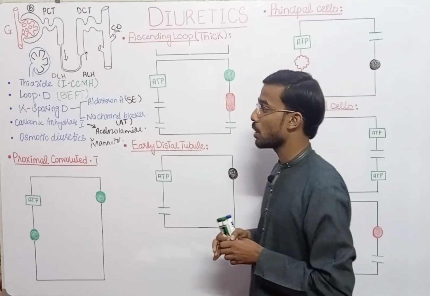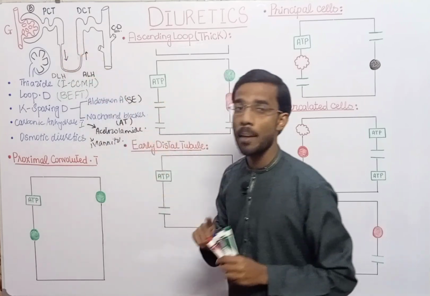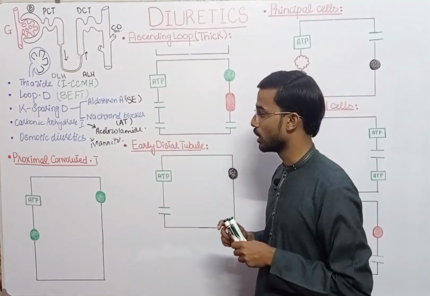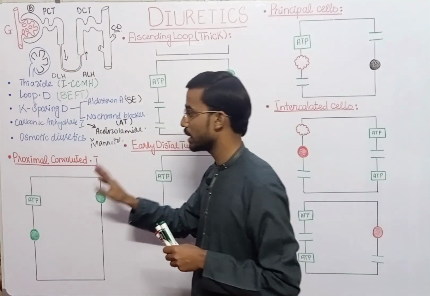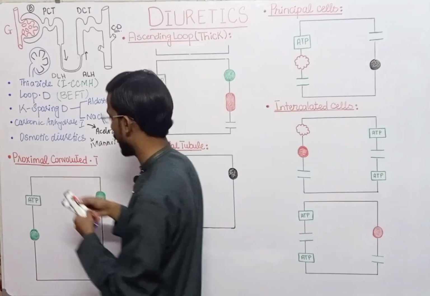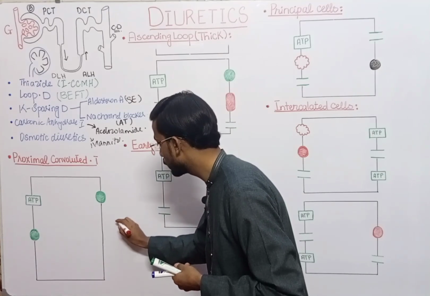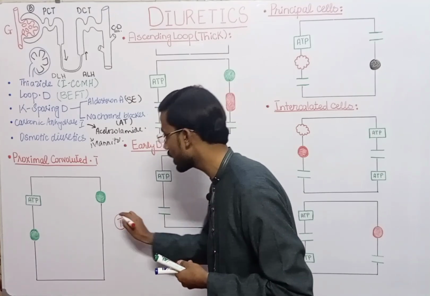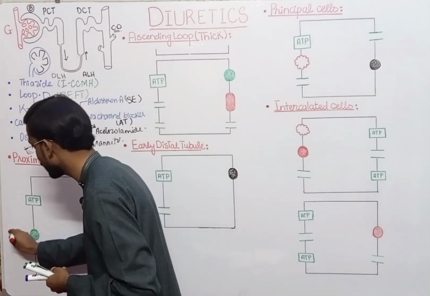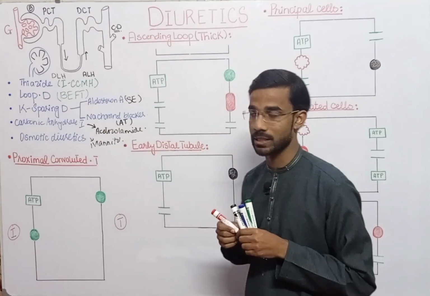First of all, we will discuss the first part of the nephron, which is the proximal convoluted tubule. Here you can see this is the part of the proximal convoluted tubule, and this side is basically the tubular region, and this side is basically the interstitial space.